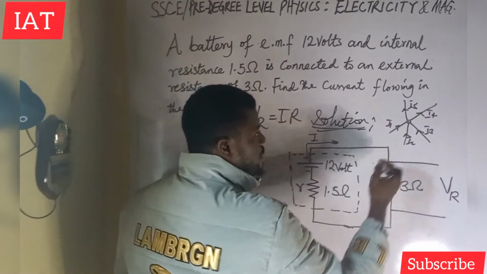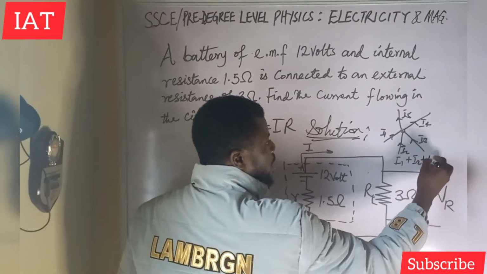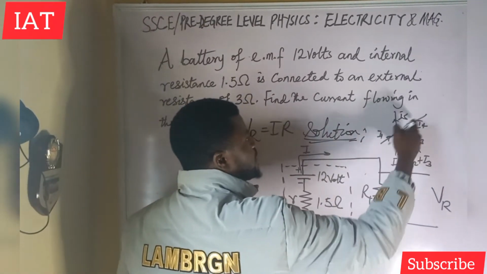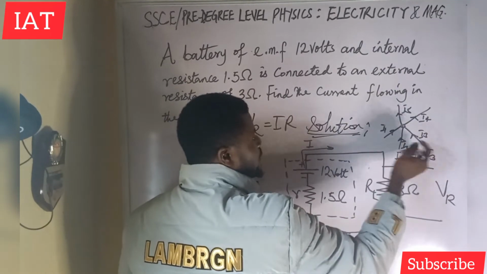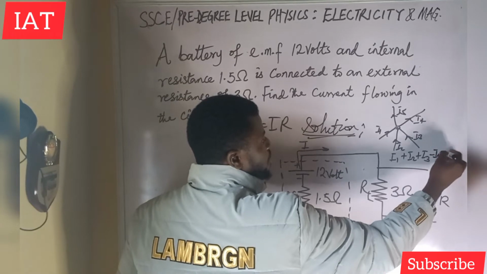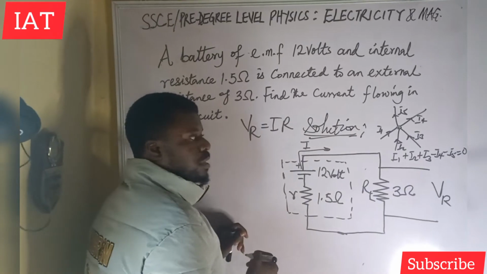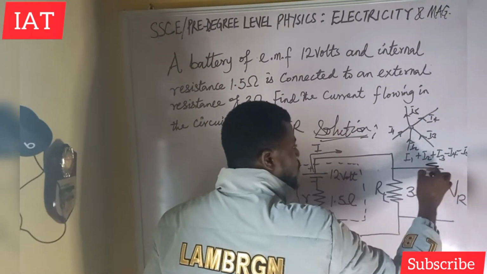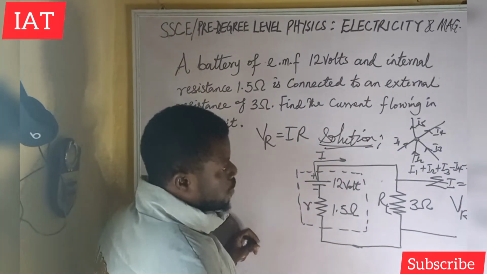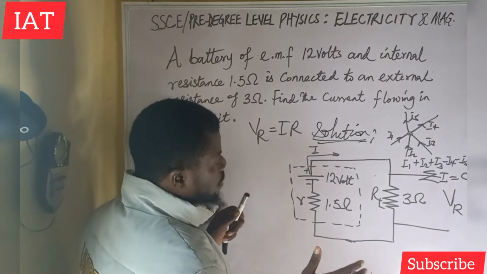That means if I have I1 plus I2 plus I3, and because these ones are leaving, they are acting opposite, we can have minus I4 minus I5 equal to 0. What does that mean? It means the algebraic sum of these currents is equal to 0. That's Kirchhoff's current law.